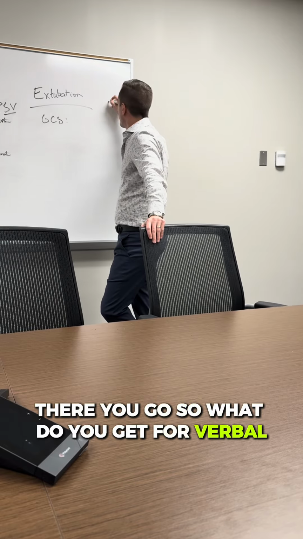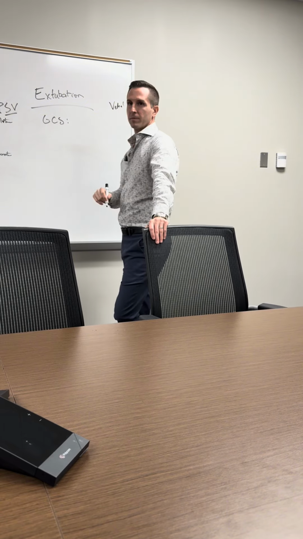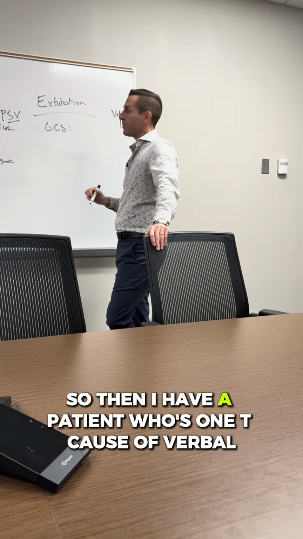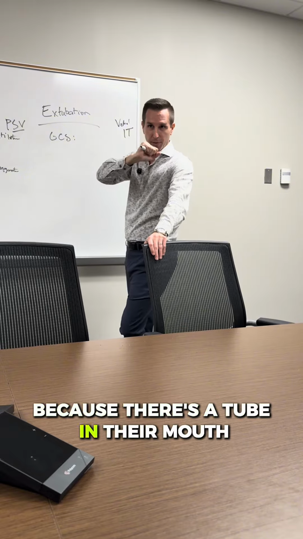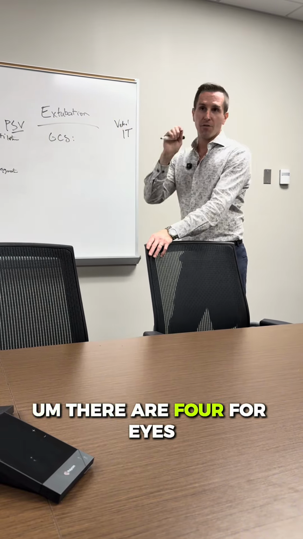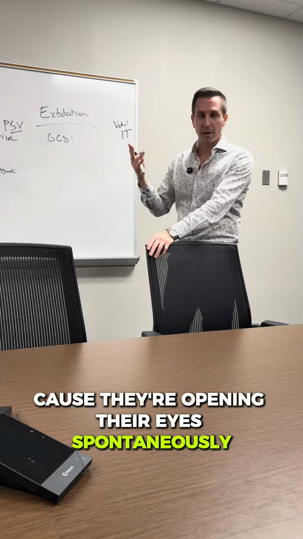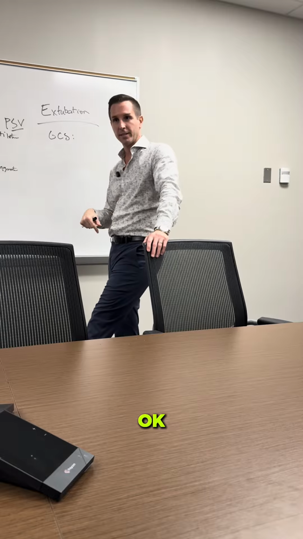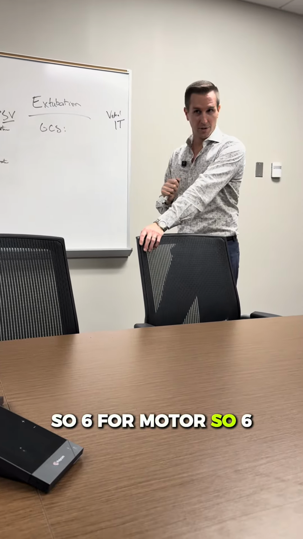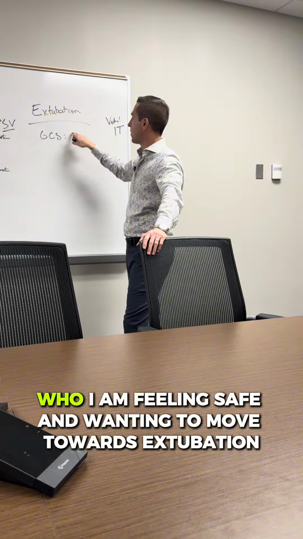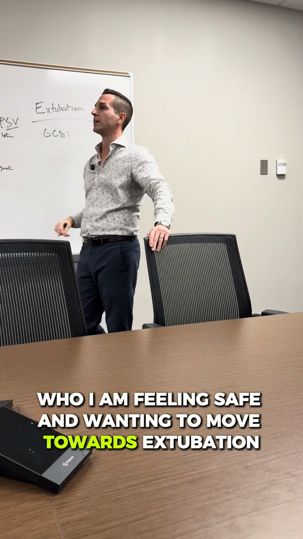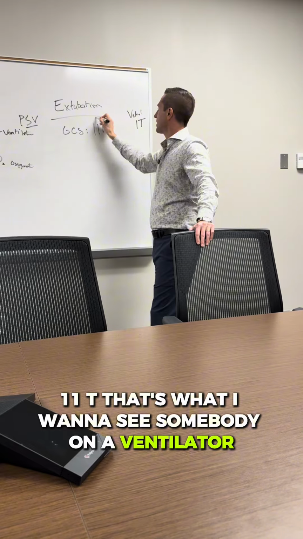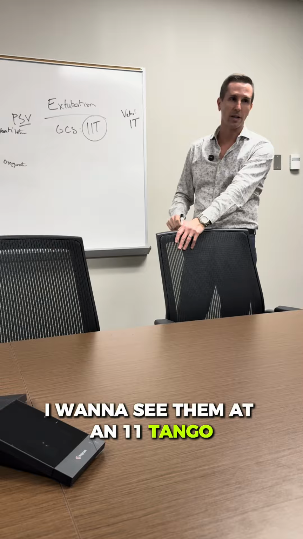So what do you get for verbal with an intubated patient? You get 1T. So I have a patient who's 1T because of verbal, because there's a tube in their mouth. They're a 4 for eyes because they're opening their eyes spontaneously. That's 5T. And then they're following commands, so 6 for motor. What is their GCS? 11T. That's what I want to see. Somebody on a ventilator, I want to see them at an 11T.